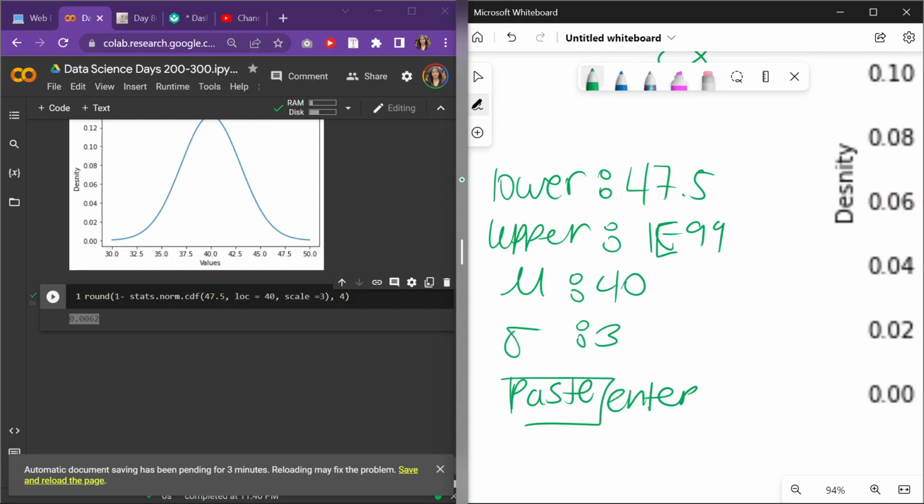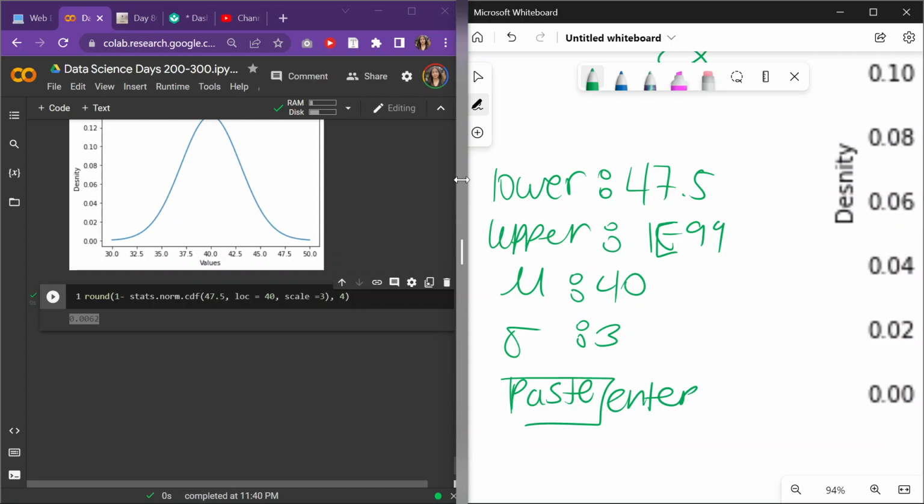You hover over it and then you click enter when you press the bottom numbers, and you should get that answer. You just round and then you do 1 minus that, and then yeah, let me just do it myself. 47.5, 1 E99. Where's the E? Okay, it's on J. 1 E99, mu is 40, sigma's 3, paste, yeah, and then you get 1 minus. Oh wait, they actually do it for you.